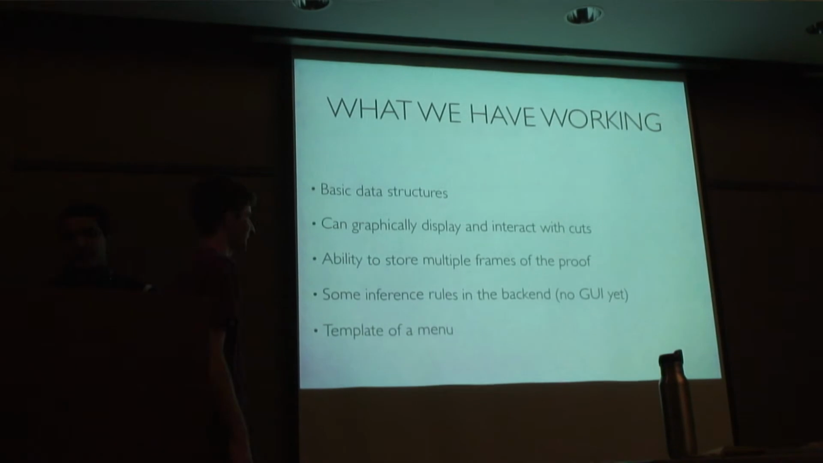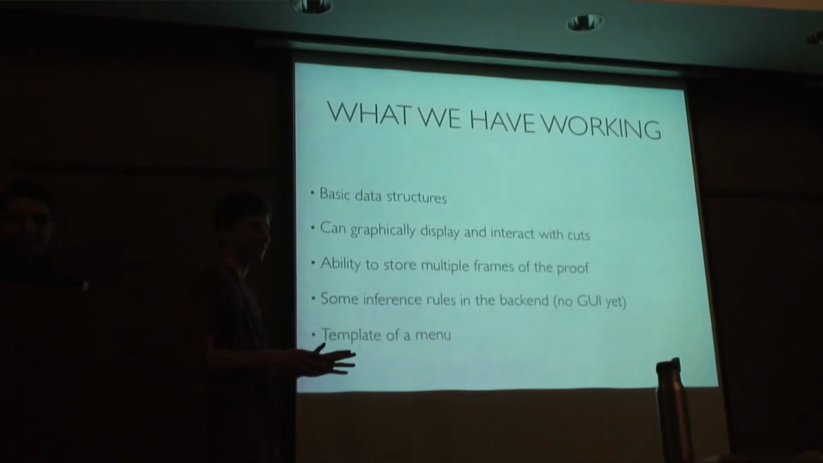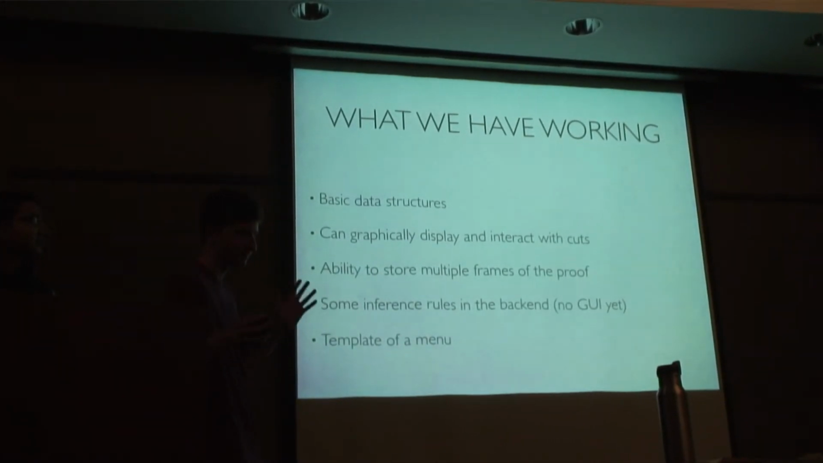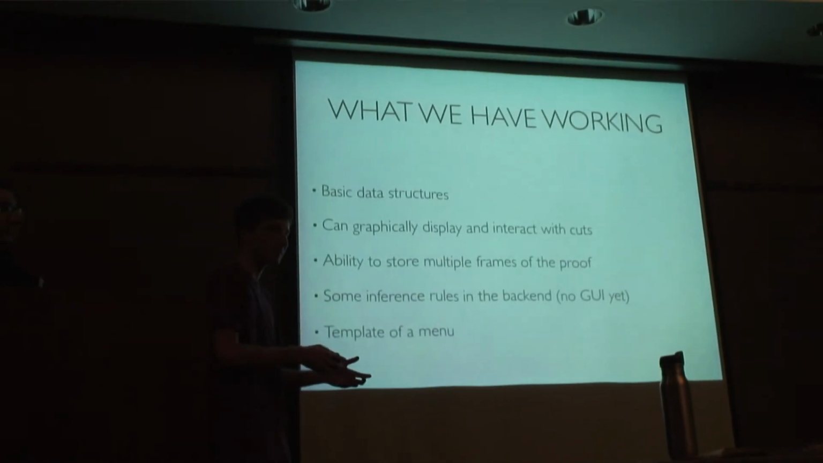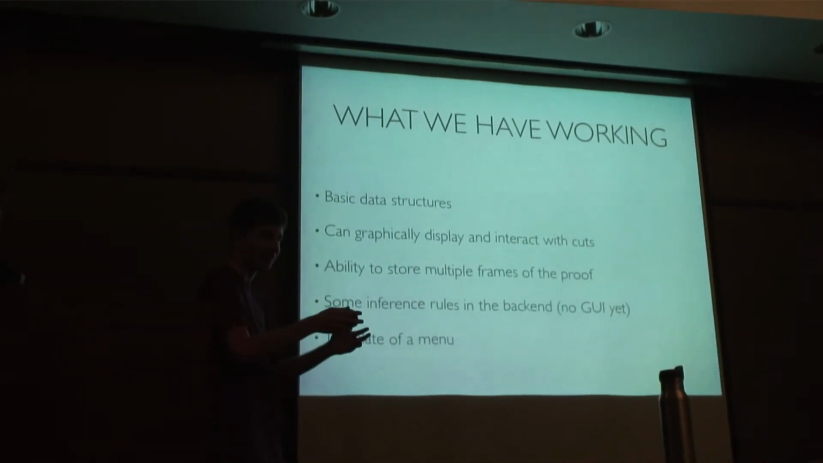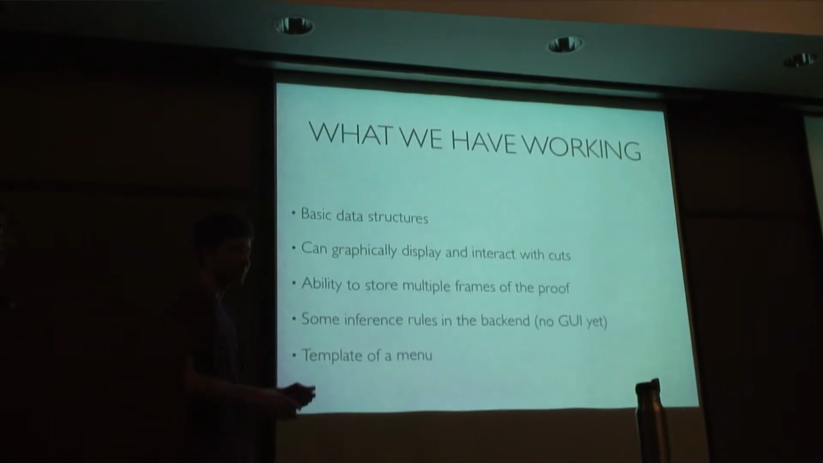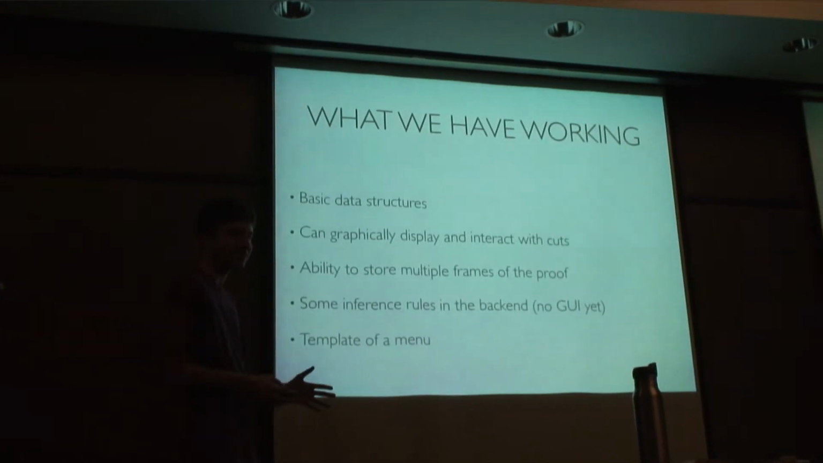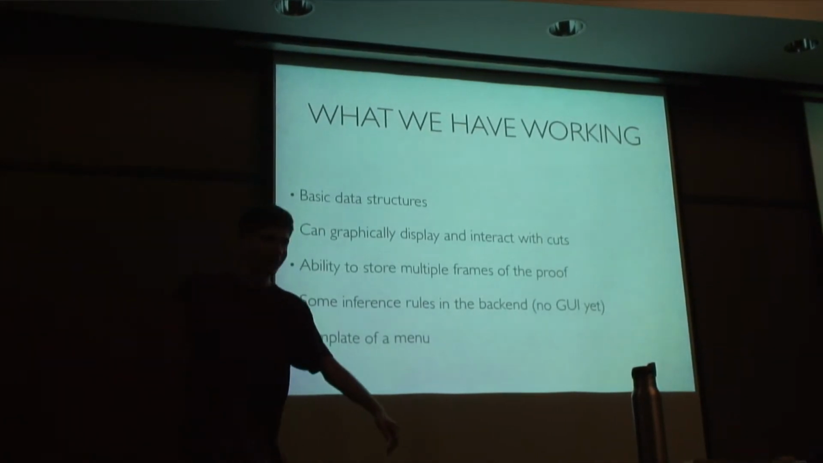So what do we have working right now? Right now we've got the basic data structures, mostly for cuts. The structure of the way proofs work really lends itself well to a tree, if you think of each cut as a node on a tree. So we basically have that implemented. You can also graphically display and interact with these cuts, move them around, do some cool stuff with that. That's really what Brothier is working on.